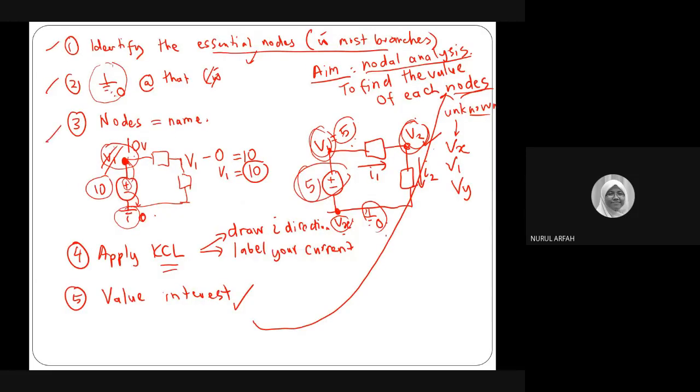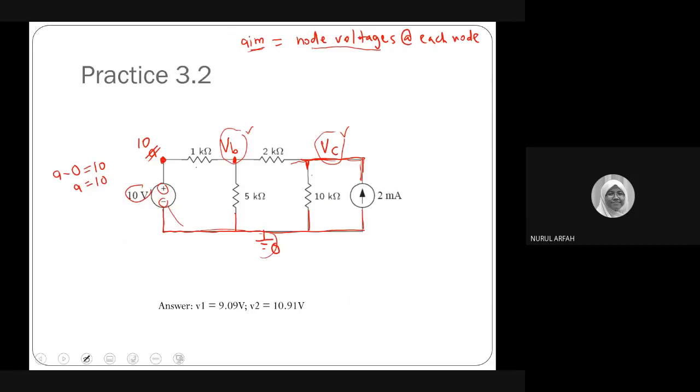And then you need to apply KCL, right? But before you apply KCL, you have to draw the current direction, and then maybe label your current, and then apply KCL. So you can apply this current direction: horizontal to the right and vertical down. Just follow that. And then you apply KCL at node 1, or at node VB.